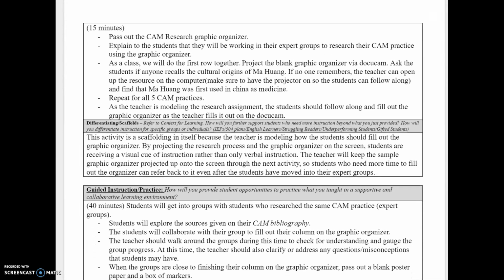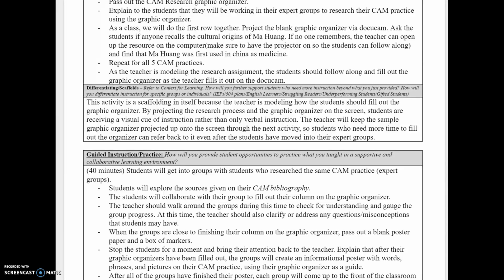And because I am modeling how the students should fill out the graphic organizer and how they would go about finding that information, this activity is a scaffolding in itself. And by projecting the research process and the graphic organizer on the screen, students are receiving visual cues of the instruction rather than just verbal instruction. And I'll also keep this projected up onto the screen through the next activity so students can refer back to it. If they need more time to fill it out, then they obviously have that opportunity.